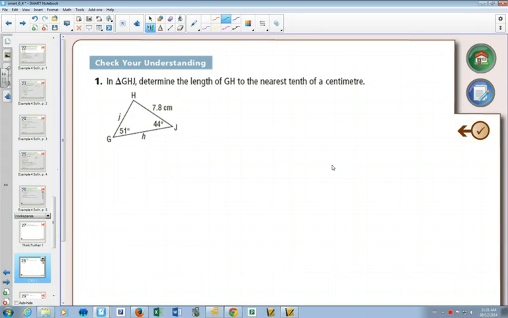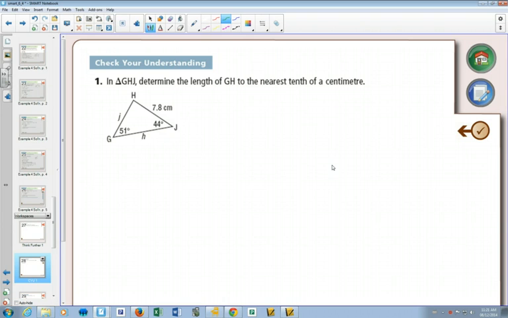So here's a triangle. It has G, H, and J. Again, the letters don't match up with the formula. The formula uses A, B, and C. That's why it doesn't matter as long as you know that angles go with opposite sides. As long as you have that basic idea, you're going to be fine.